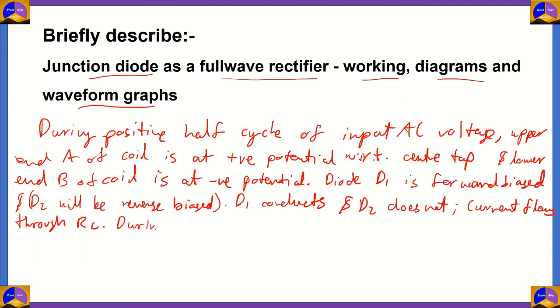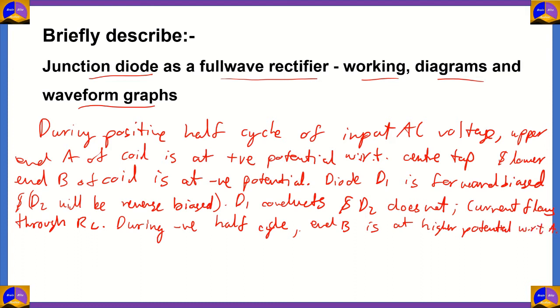Now, during the negative half cycle, what happens is that the end B is at higher potential with respect to the end A. So in this scenario, D2 is forward biased due to the reverse polarity, and D1 is reverse biased. And that is the main difference here with respect to the working.